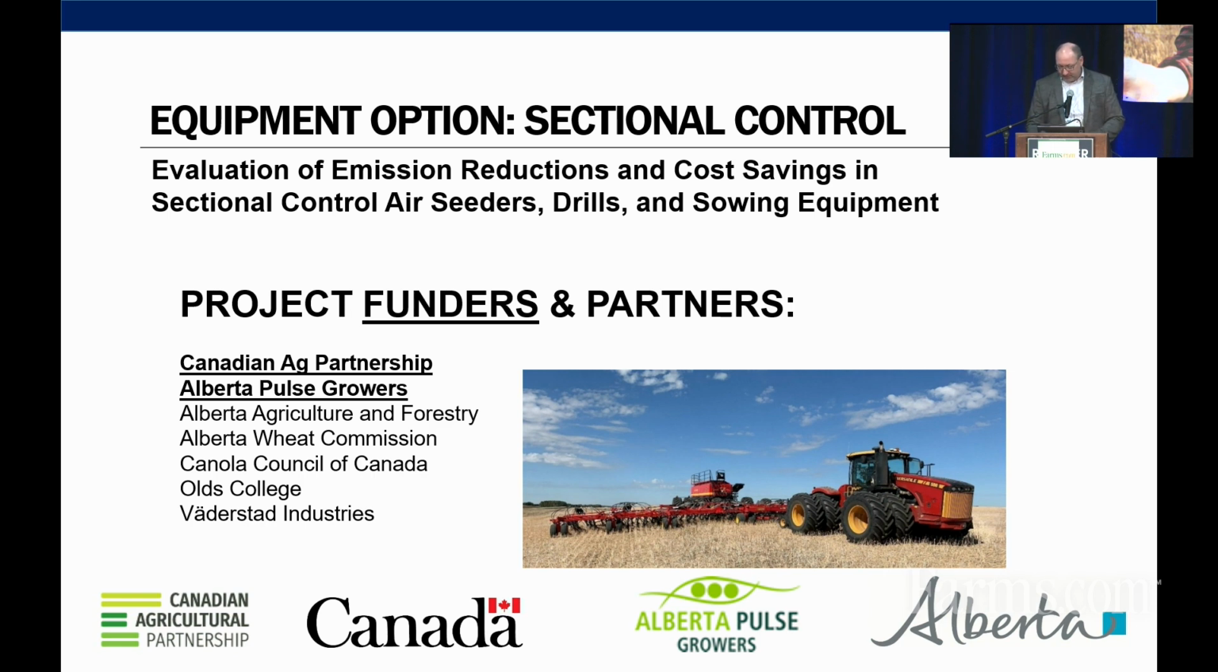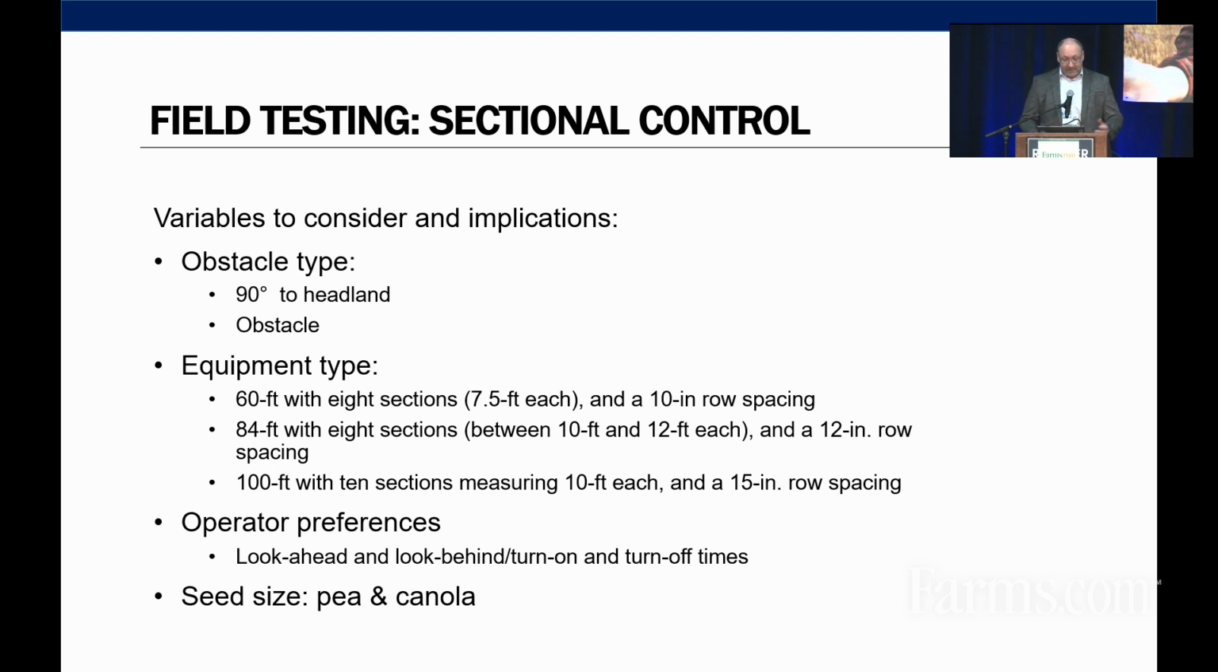PAMI's role in this was to look at field testing, the different types of equipment, as well as the obstacles that go with using sectional control technologies. We looked at a 90-degree to the headland, as well as obstacles as one of the things to study and understand what does that impact on overlap potential. Equipment type ranged from an 80-foot unit to 100-foot, again broken down into various number of sections, which results in a certain section width. So that really defines how large your overall equipment width will be.